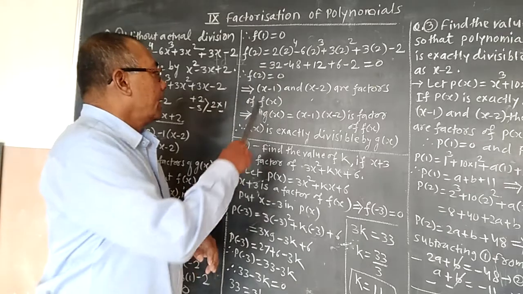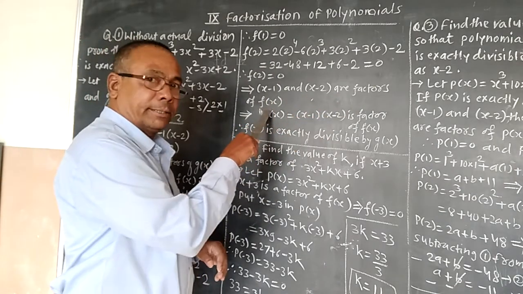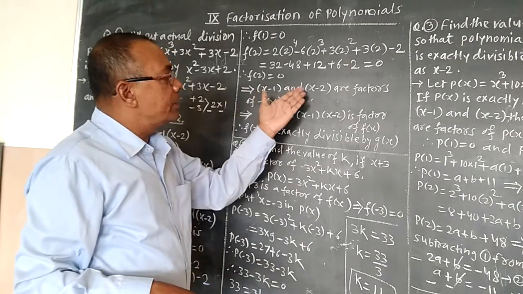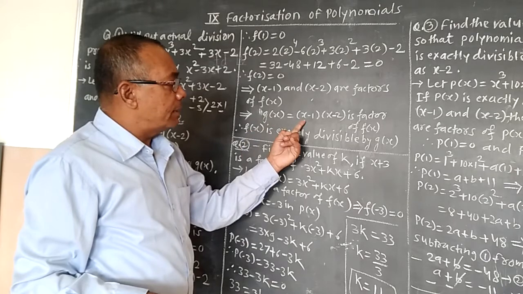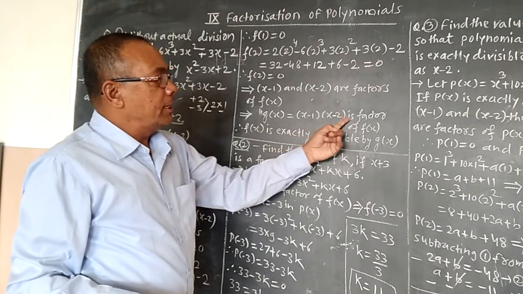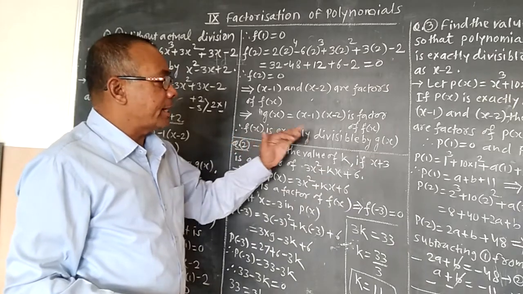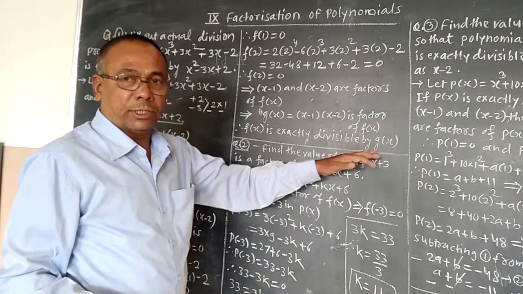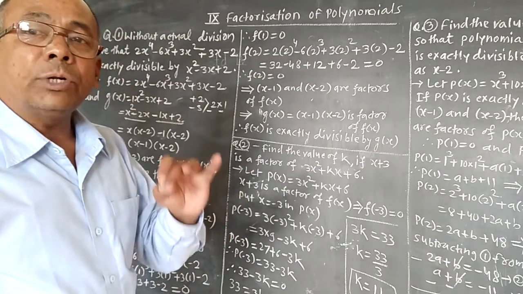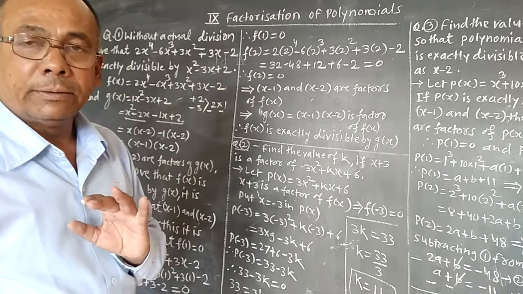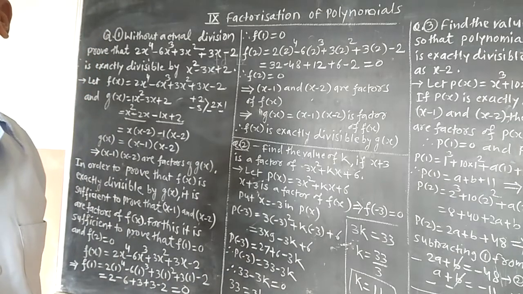In this way, x minus 1 and x minus 2 are factors of f(x), and (x minus 1) into (x minus 2) means g(x). So g(x) is equal to (x minus 1)(x minus 2), which is a factor of f(x), and therefore f(x) is exactly divisible by g(x). This proof is without actual division. Mind well, this proof is without actual division.